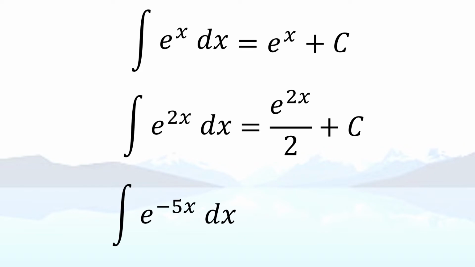And then the third one, we have the integral of e to the negative 5x dx, which is equal to e to the negative 5x over negative 5 plus c. As you can see here, if we are going to integrate an exponential function, when the exponent has a numerical coefficient, it is the divisor of that function as we integrate it. And always remember to add plus c.